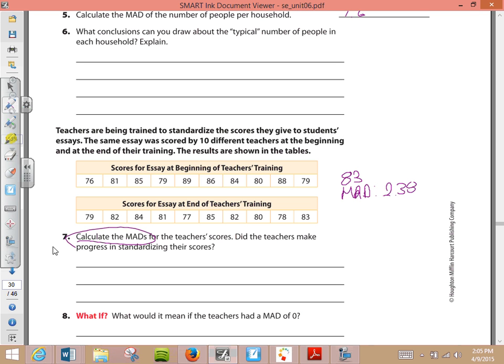What about the mean for the second one? That's fine. 81.1. What about the MAD?